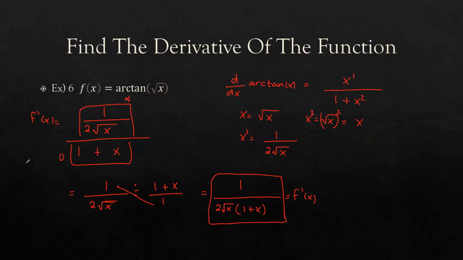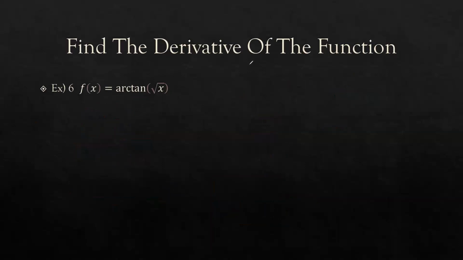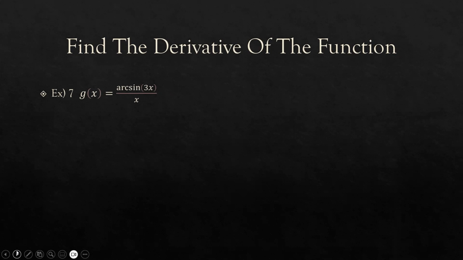Okay, let's move on to example 7. This time we have g of x equals arc sin of 3x over x. But we have a fraction, so we need to know the quotient rule. If you forget it, it's this.